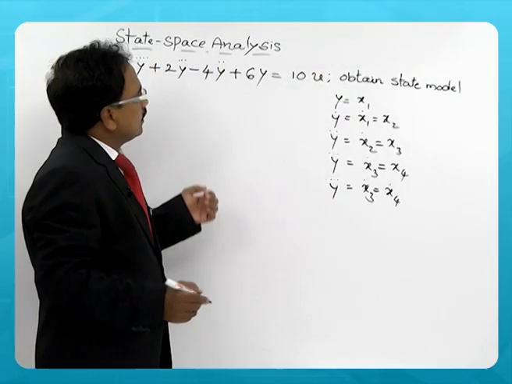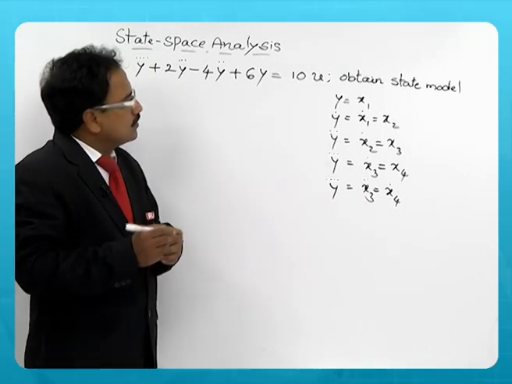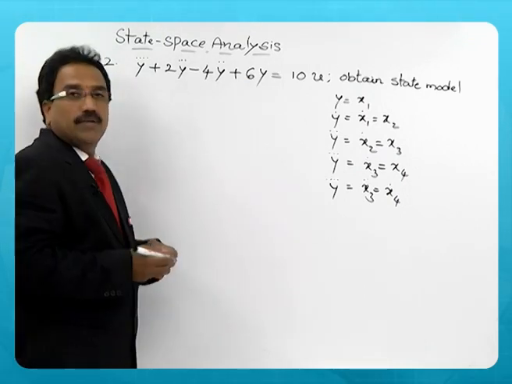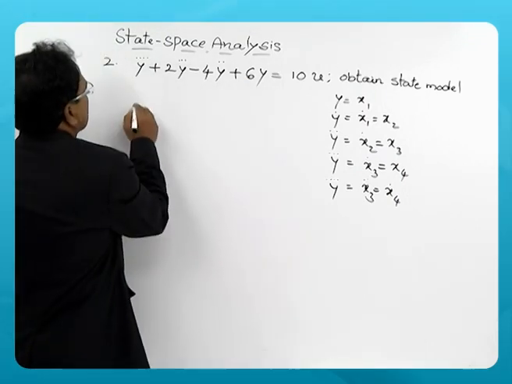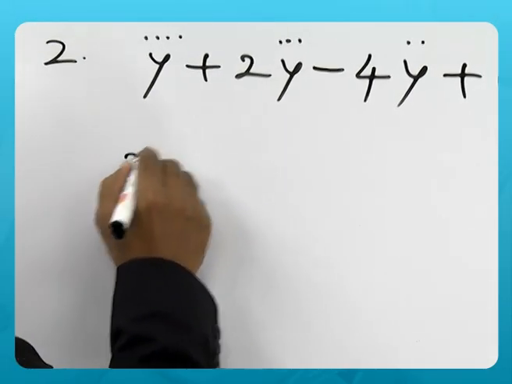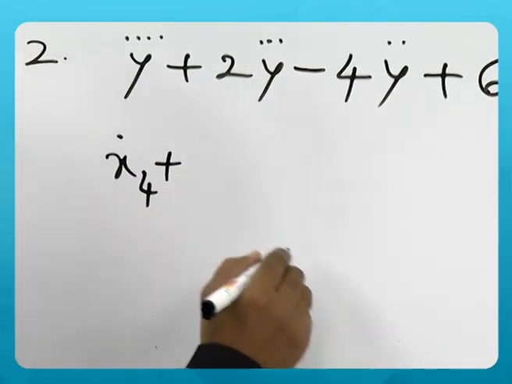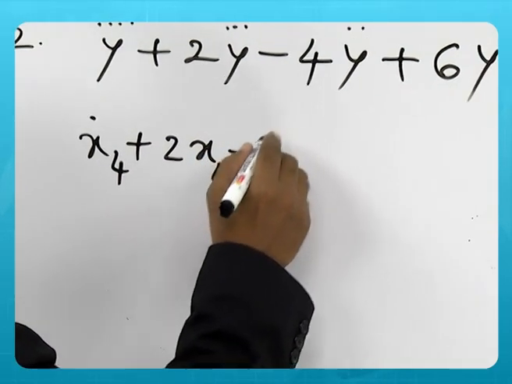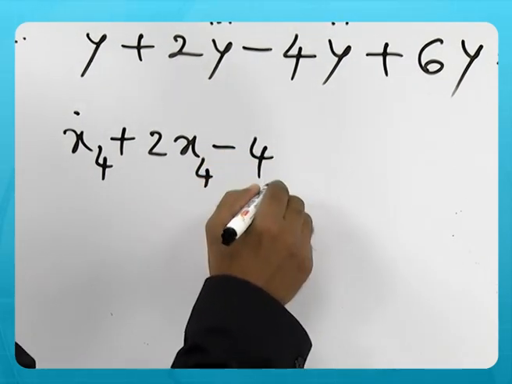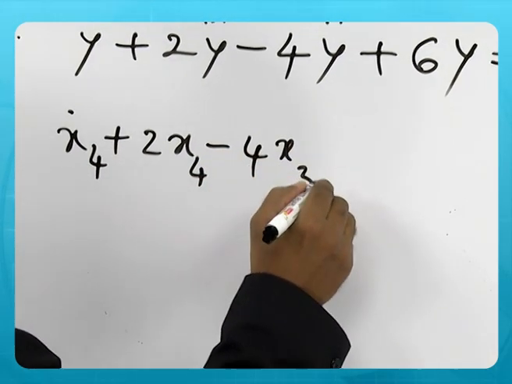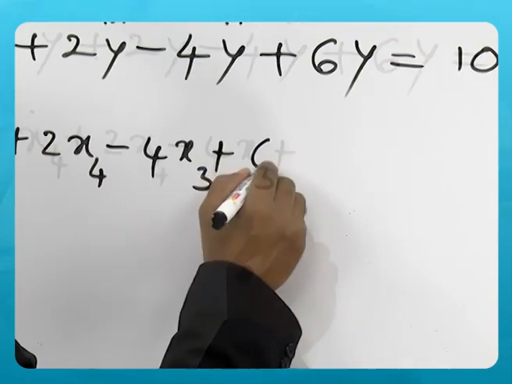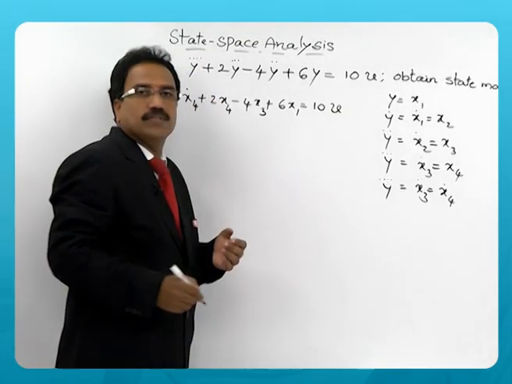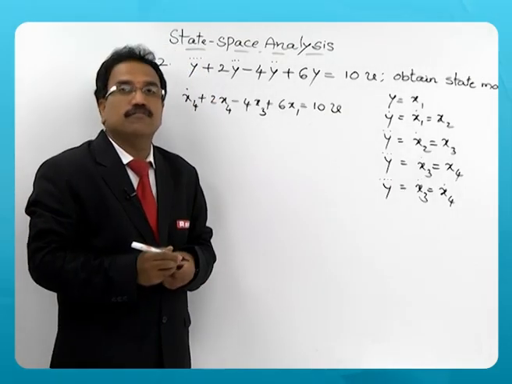So the next step is the insertion or substitution of all these variables into the main equation. So it starts from x4 dot plus 2x4 minus 4x3 plus 6x1 is equal to 10u. The equation is represented in the form of state variables.